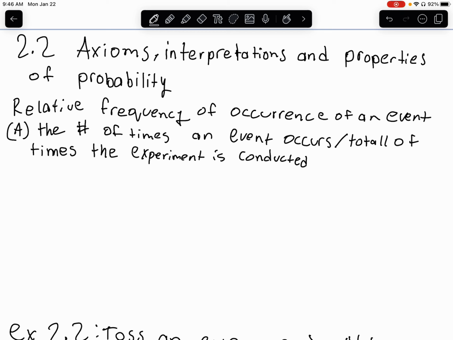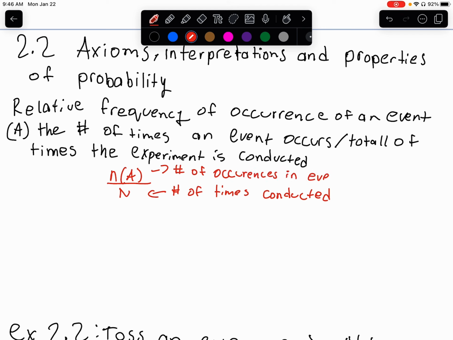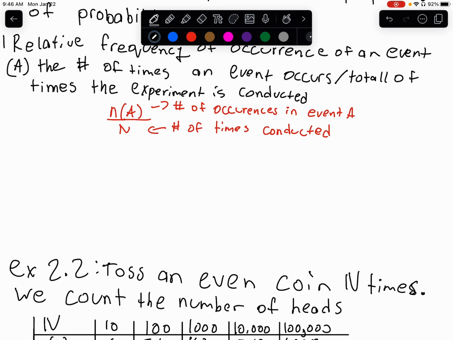So relative frequency, we can define it as n of event A divided by n, where n is the number of times the experiment is conducted, and n of A is the number of occurrences of event A.